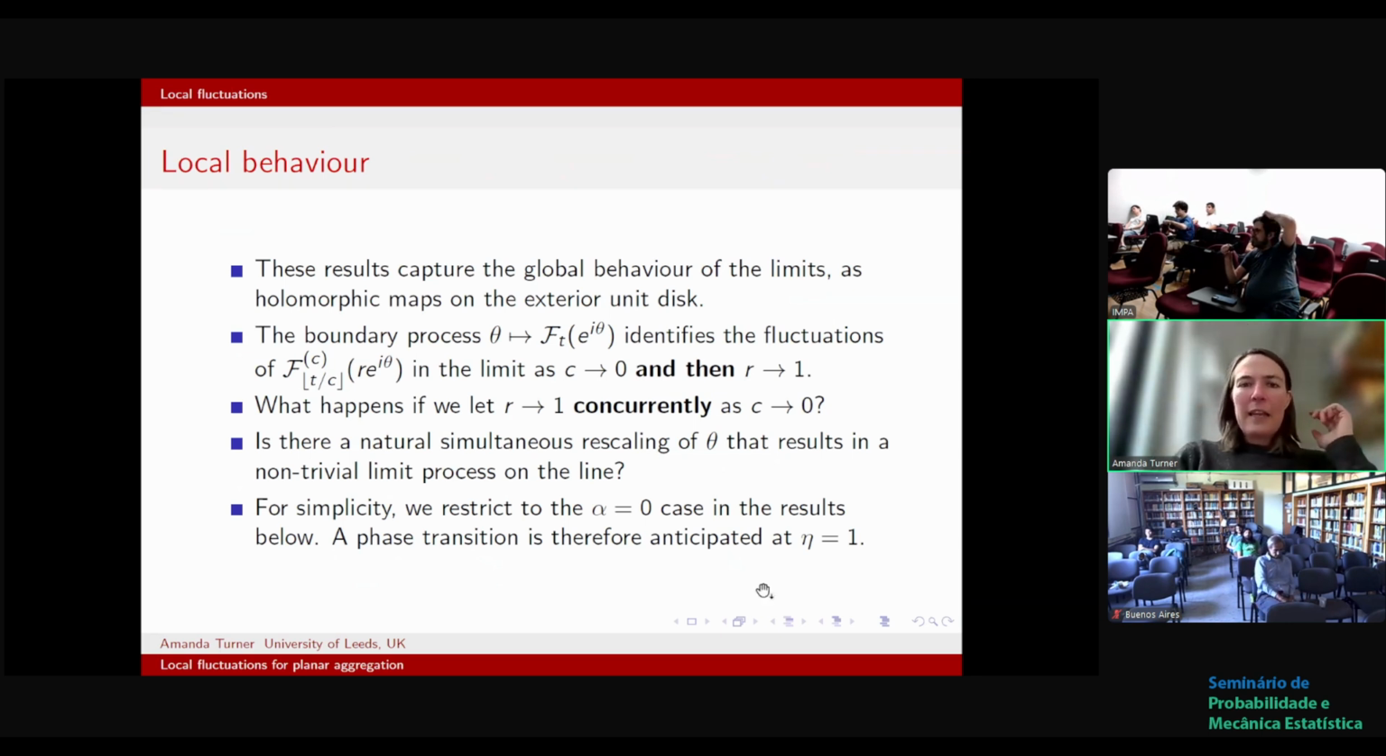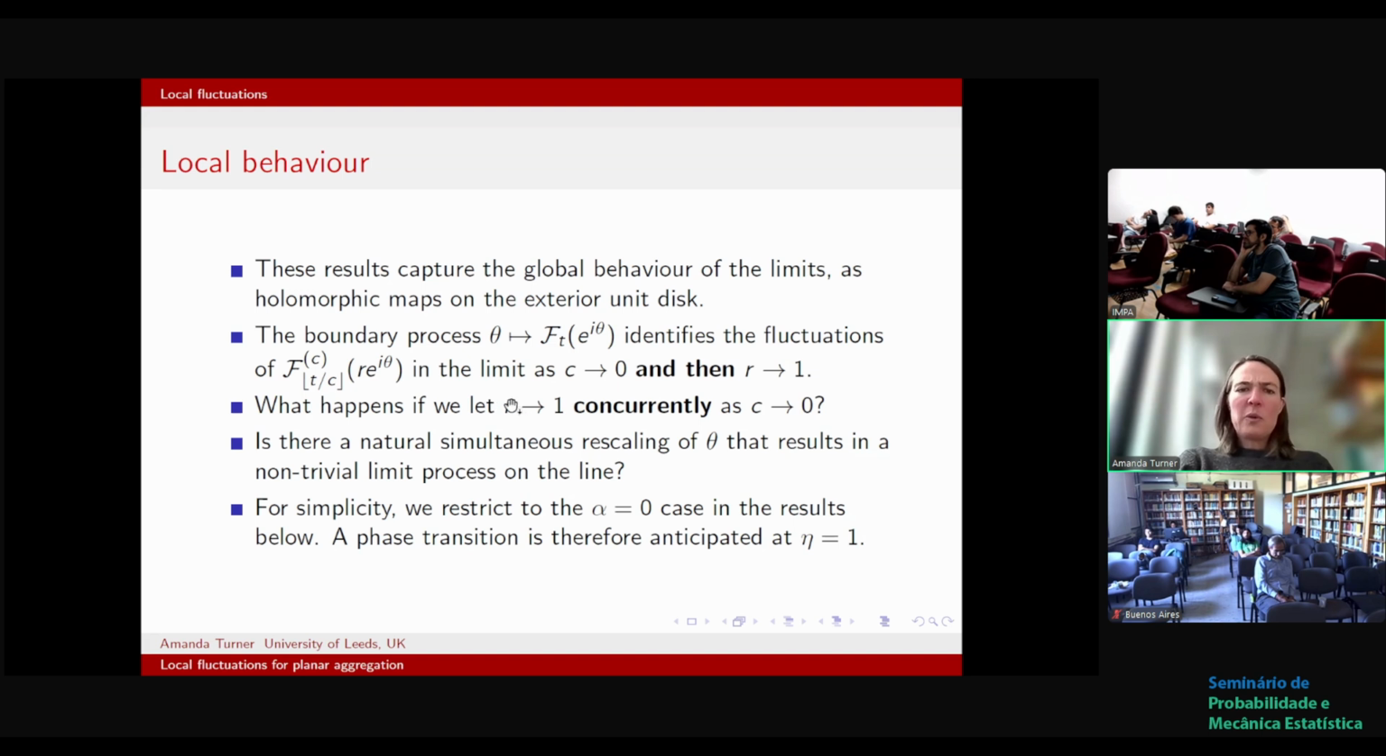Since the results I talked about with James, Norris, and Silvestri capture the global limits of the whole process as holomorphic maps on the exterior unit disk, and this boundary process identifies the fluctuations where we look at the fluctuation process at a fixed distance away from the boundary for some fixed value R, we let C, our capacity, go to 0 and analyze this process, and then finally to get the boundary process, we let the radius come down to 1.